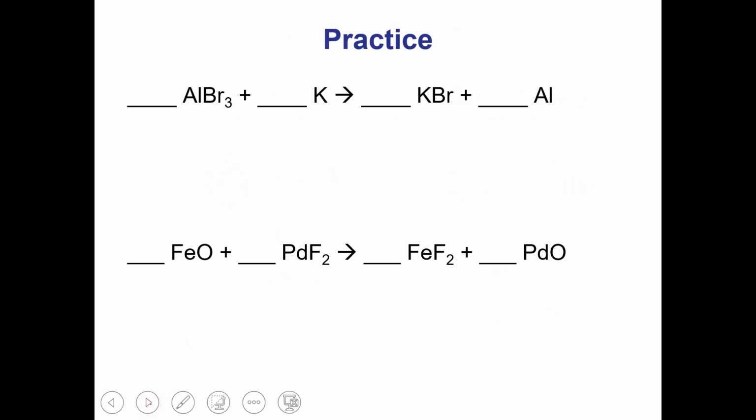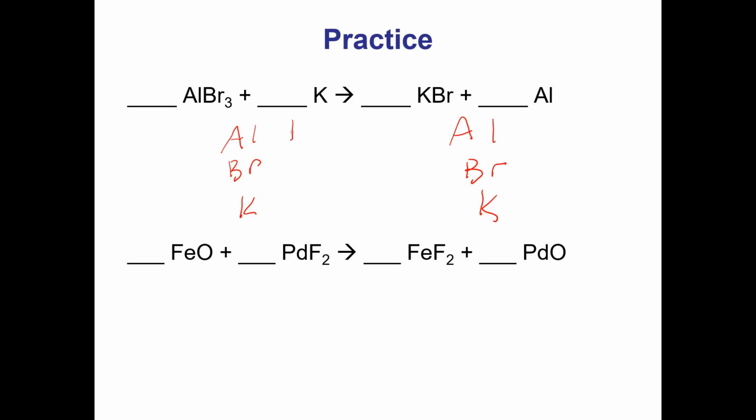So let's try a couple more of these. We have aluminum, bromine, and potassium in this reaction. Right now I have 1 aluminum, 3 bromines, and 1 potassium. The only thing looking at my table that's not balanced right now is the bromine. I have 3 bromines on the reactant side and only 1 on the product side.